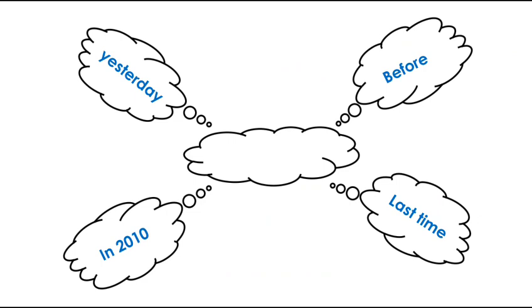Today we are going to deal with the grammar lesson. So before we start, let's look at these words and try to guess the tense that we are going to see. So we have yesterday, in 2010, before, and last time. So this is a time reference for what? Is it for simple present, simple past, or simple future? Yes, of course, it is for simple past tense. Yes, these are time references for simple past tense.